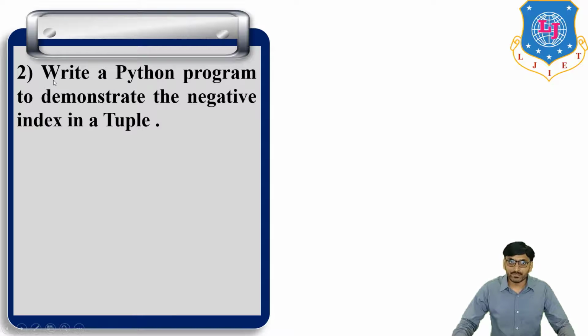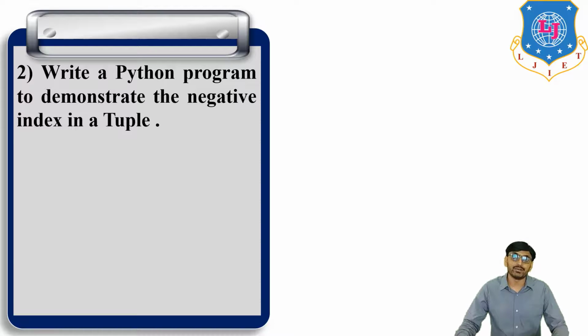Then the second program: write a Python program to represent the negative index in a tuple. Now, what do we mean by tuple? A tuple is a read-only version of a list. It means we cannot change the elements of a tuple. All the elements of a tuple are in parentheses, separated by commas. Okay. Now, here in the second program, write a Python program to represent negative index in a tuple.